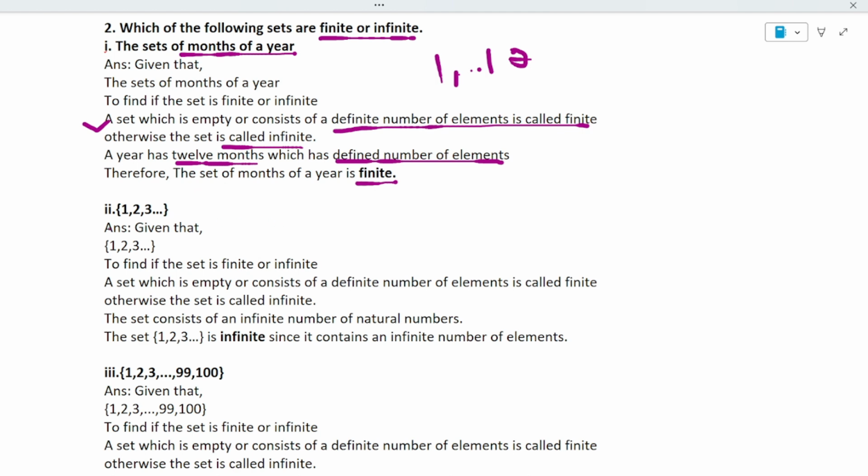And now let's take the second example. This is infinite, as the set itself is suggesting. They have given only the starting, that is 1, 2 and 3, and they have mentioned dot dot. That means it goes up to infinity. They have not mentioned any end. If they had mentioned something like 100 or 50 in the middle, that would have been an ending, and that would mean a finite number of elements. So they have not mentioned any end point for the numbers, so it is called infinite.